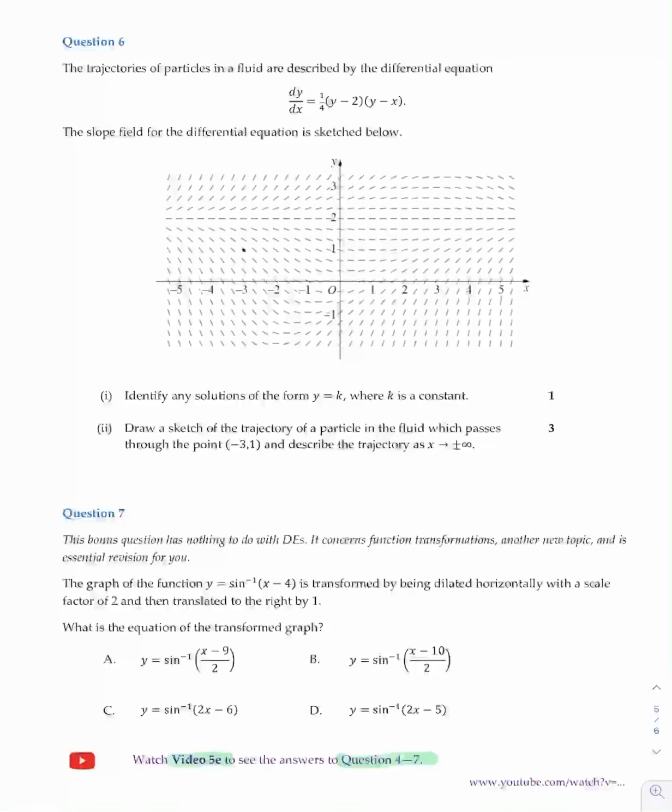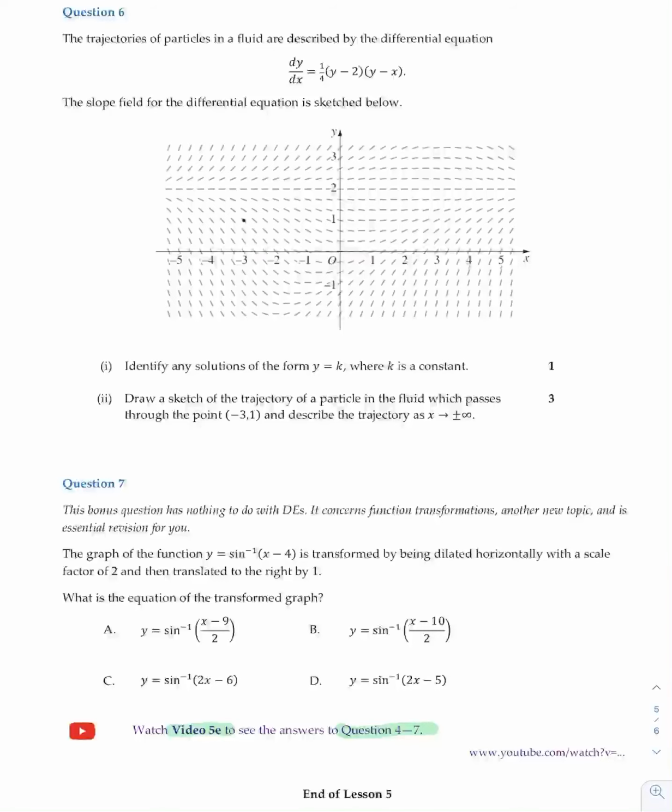Right, and next, question 6. Okay, this is from the sample HSC paper. So we were very glad to see what kind of questions would appear in these new topics. We've got an interesting equation here. The slope field is given. Identify any solutions of the form y equals k, where k is a constant. We've answered questions like this before, the constant solution.